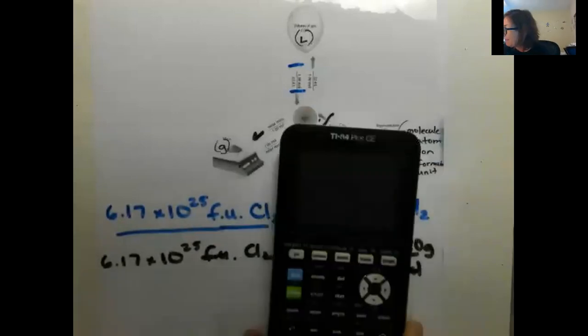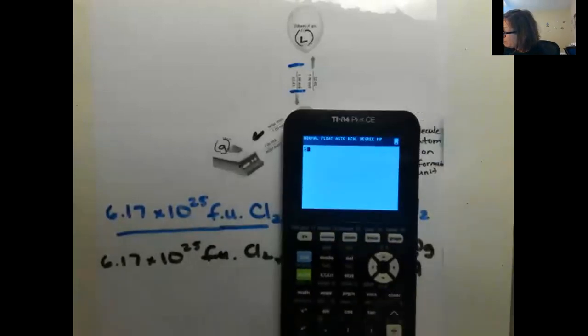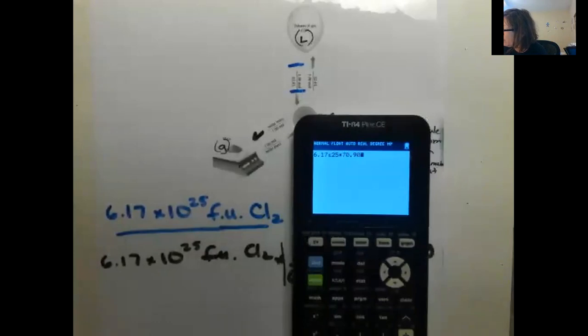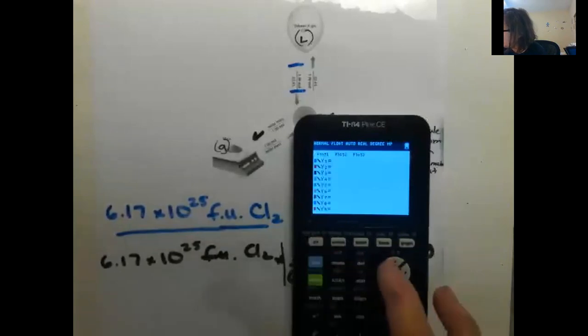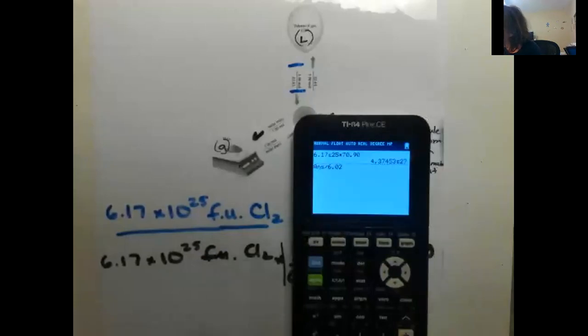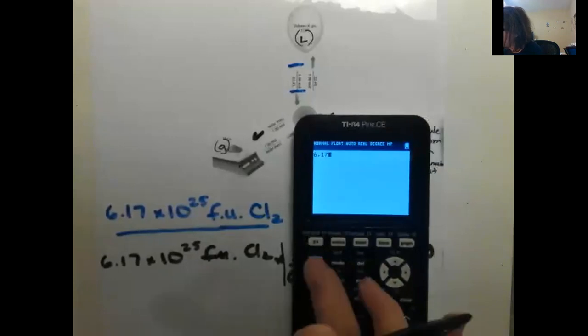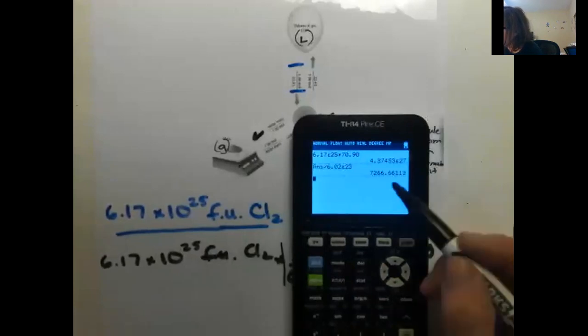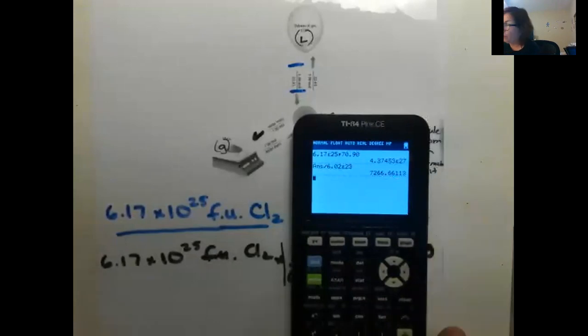So you multiply the top by the top. So 6.17 E25 times 70.90 divided by 6.02. Oh my goodness, what are you doing? Oh, hold on a second. I don't know how to get out of this. So I've got to start all over. I'm just going to start from the beginning: 6.17 E25 times 70.90 divided by 6.02 E23. And I have 7,266.66 grams. That's a lot of grams.